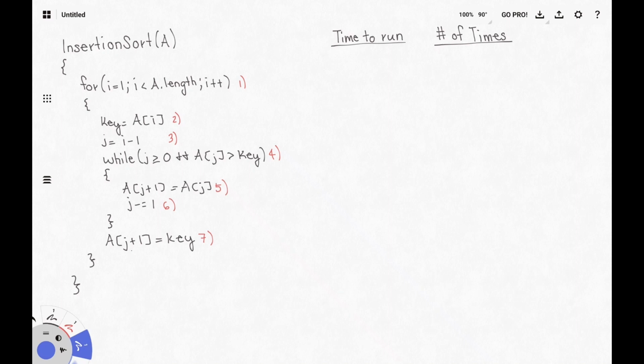So let's look at this first line. How many times is it going to run? Well, it is going to execute once for each item of the array. So we're going to set this equal to n. And like I just said, it takes some constant time to run, so we're just going to call that C1. The second and third lines take a constant amount of time as well, and we're just going to call these C2 and C3. And they are each going to run n minus 1 times.